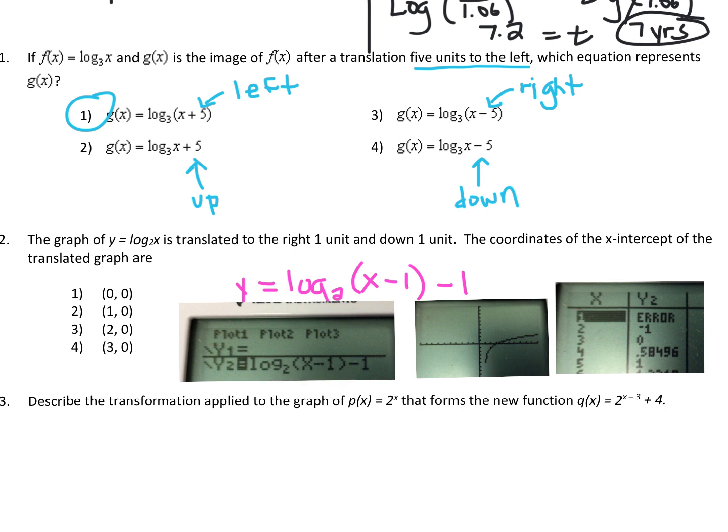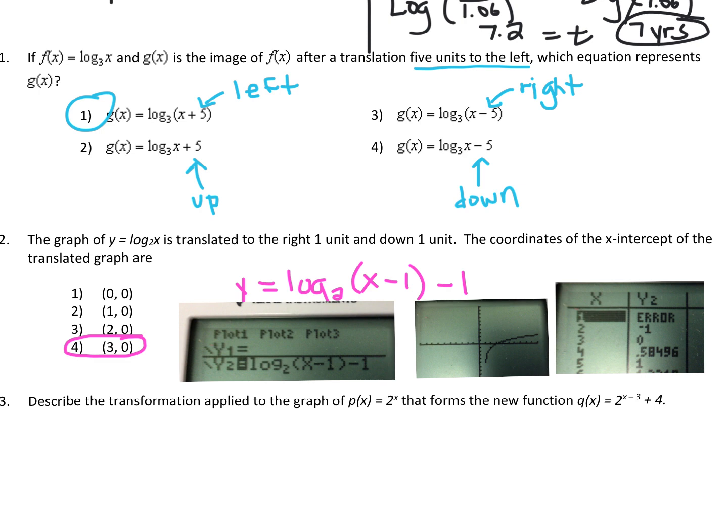Now, if you can't see from this graph, it looks to me like it's going through the x-axis at 3, 0. But even if you're not sure, hit second graph, go to your table of values, and you'll see right here, it goes through the point 3, 0. That is our x-intercept. So choice 4 would be the answer.